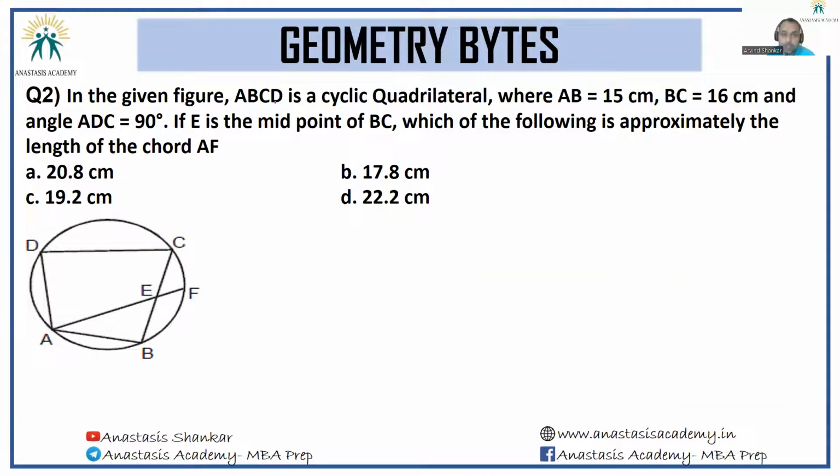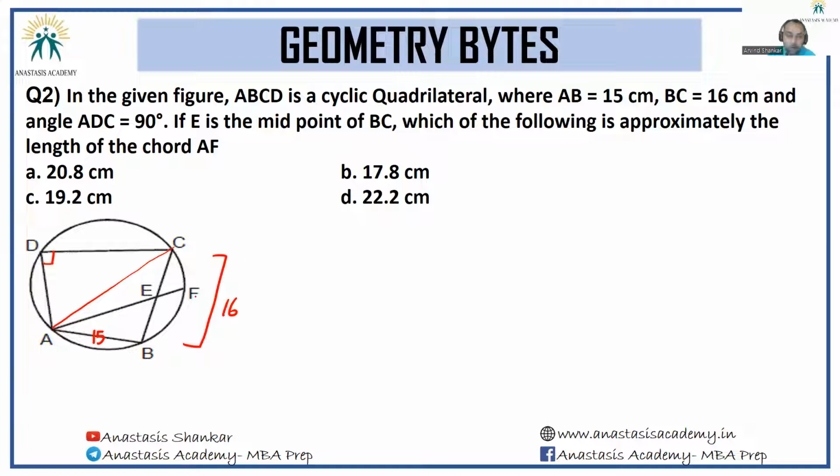Next question, in the given figure, ABCD is a cyclic quadrilateral where AB is equal to 15 centimeter. BC is 16 centimeter. This entire thing is 16. And angle ADC is 90, which means AC is the diagonal. Is it compulsory? Yes, it has to be the diagonal. If it is subtending 90 degree, then this chord has to be the diameter.